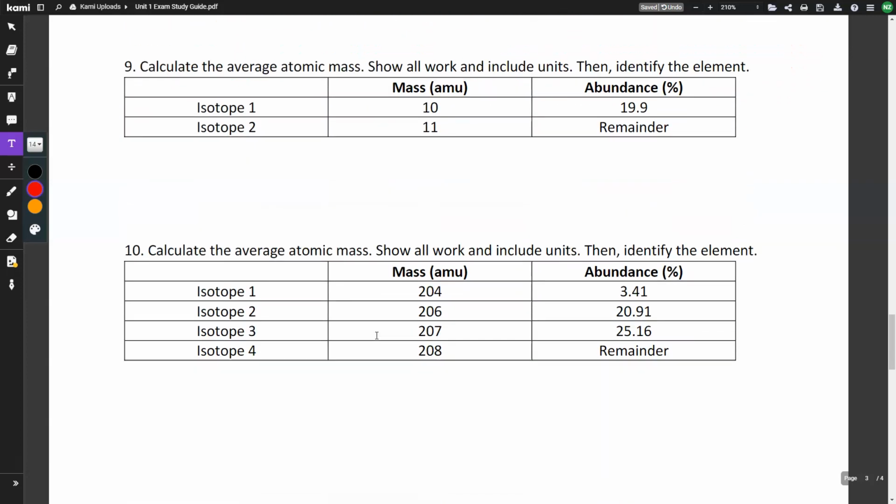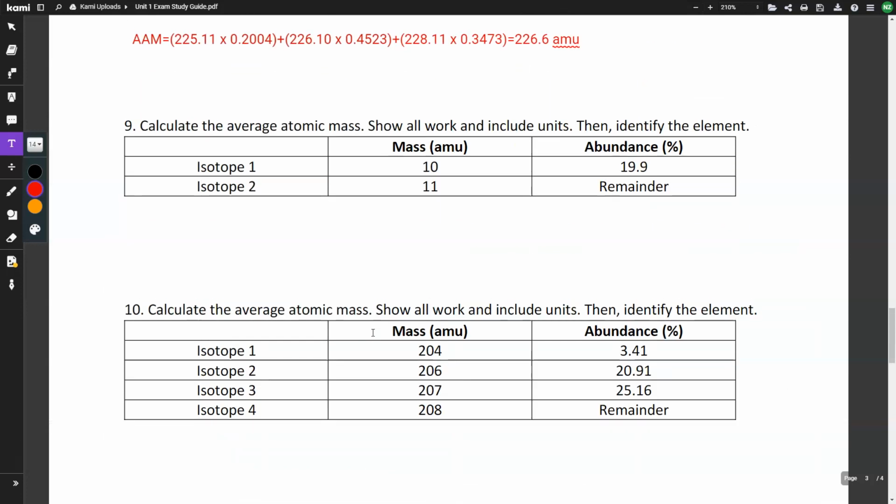Okay, 9 and 10, and then we have some models of the atom. For 9 it says calculate the average atomic mass, show all work in units, then identify the element. This one's different because it gives us a remainder. We know our percents have to add up to 100, so I can subtract from 100 minus 19.9%, which equals 80.1%.